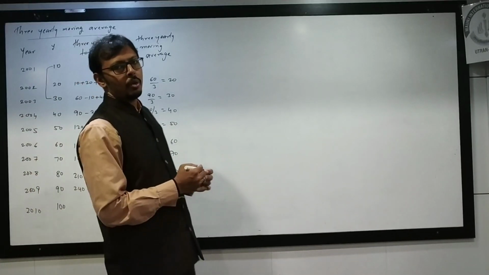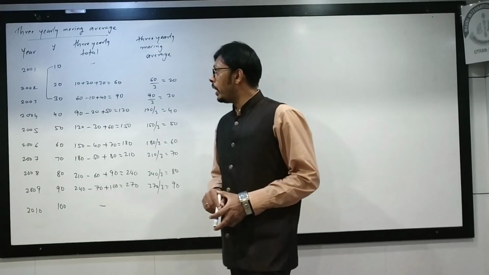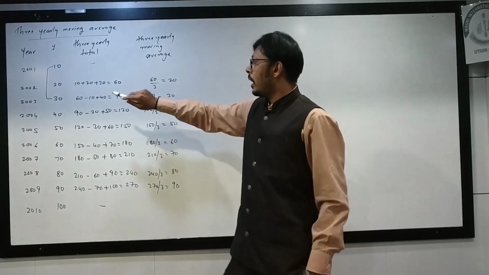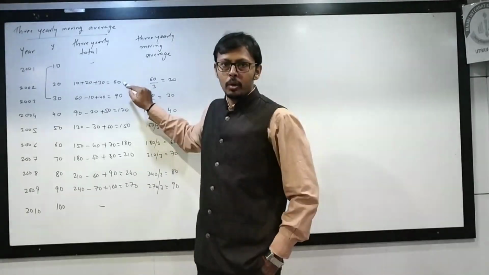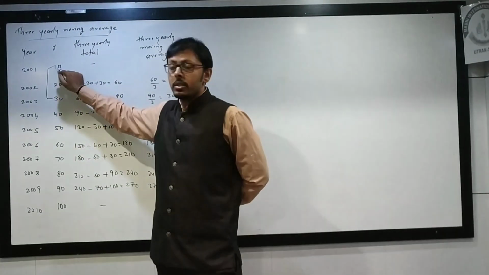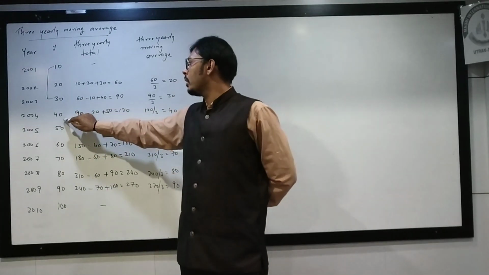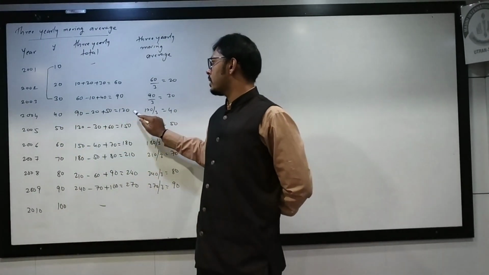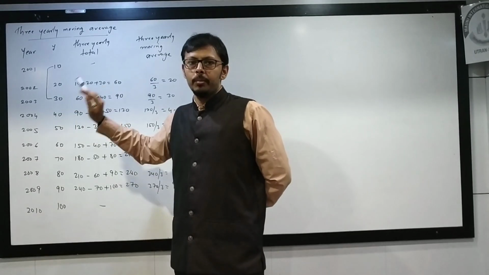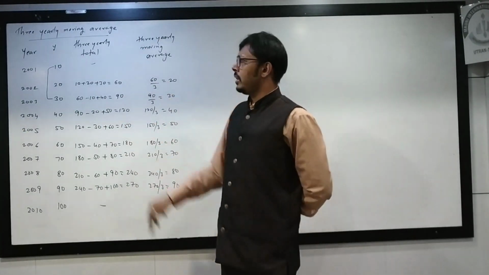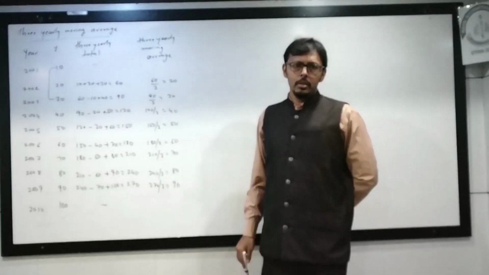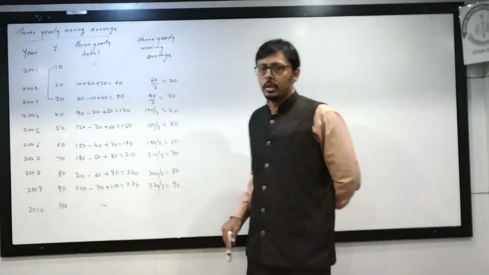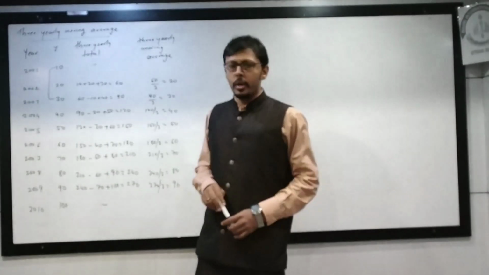3 numbers you have to add, one by one. As you got the first answer, from this particular number subtract the first number, add the fourth number. And from the answer, subtract the second number, add the fifth number. From the answer, subtract the third number, add the sixth number. By this, you make the 3 years addition, and divide by 3. This is my 3 yearly moving average.